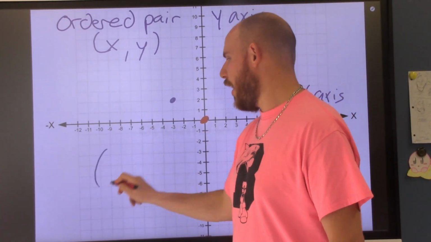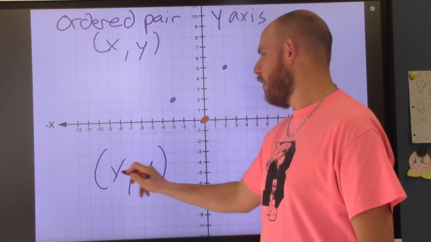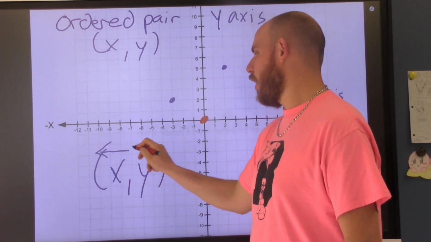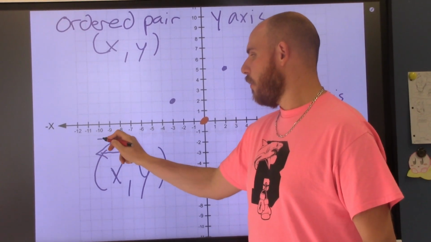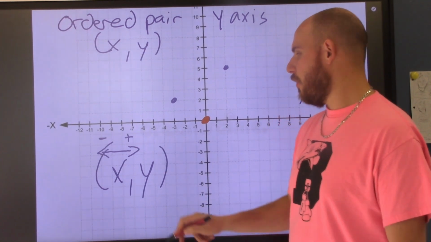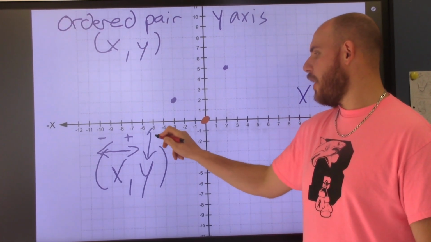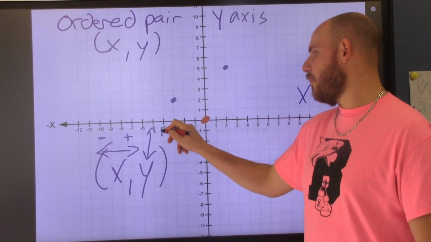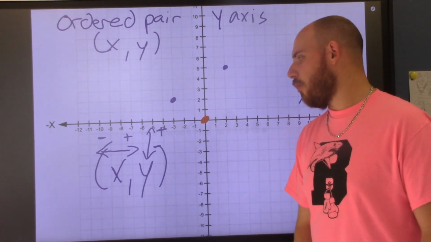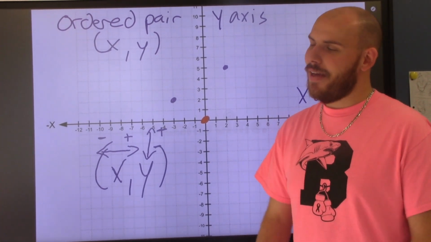An easy way to remember all of this is I like to write it like this for my students. You have x and y. This one tells you left to right, negative to the left, positive to the right, and this one's up and down. Positive up top, negative down below. I recommend writing that anytime you have to graph.